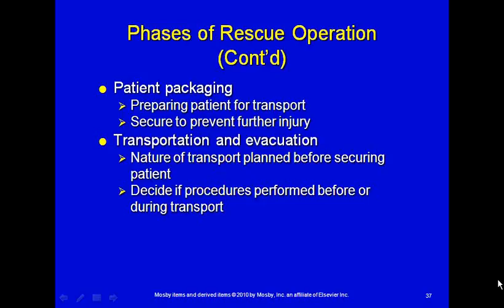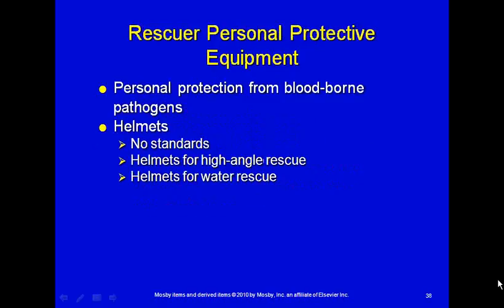Transport and evacuation deals with what vehicles I'm going to use and how I'm going to get the patients where, and deciding whether we need to do things like scene flights, or take them to the hospital and then fly them out, or take them by ground directly to a trauma center.